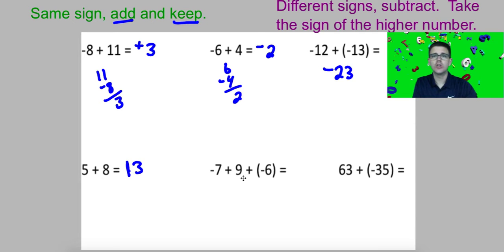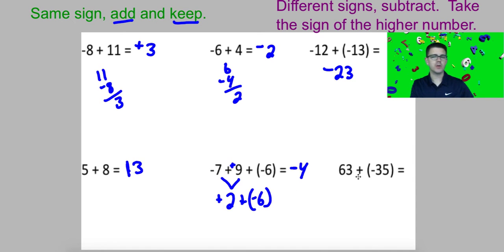Next one. Don't be thrown off by larger problems or longer problems. You follow the exact same rules. Just start with the first 2, -7 and 9. They have different signs, so we're going to take the sign of the bigger number. 9 is bigger, so we know our answer is going to be positive. And then we subtract. 9 minus 7 is 2. Then we add our negative 6. Again, they have different signs, so they're kind of battling it out. We want to see which team is going to win. The negatives are going to win because 6 is bigger. 6 minus 2 is 4. The negatives have 4 more than there are positives.